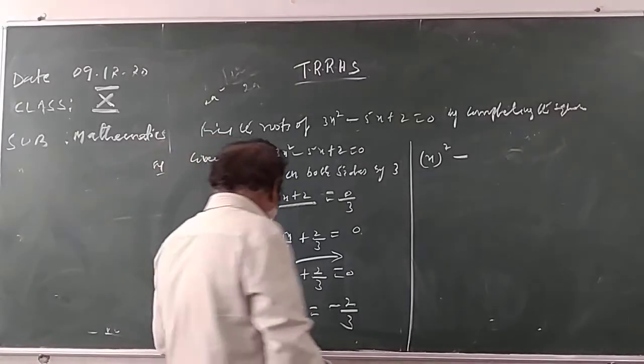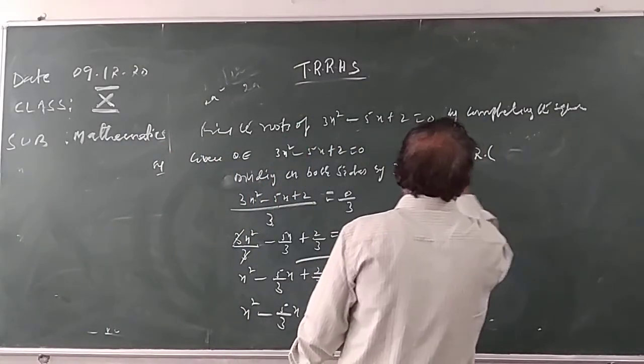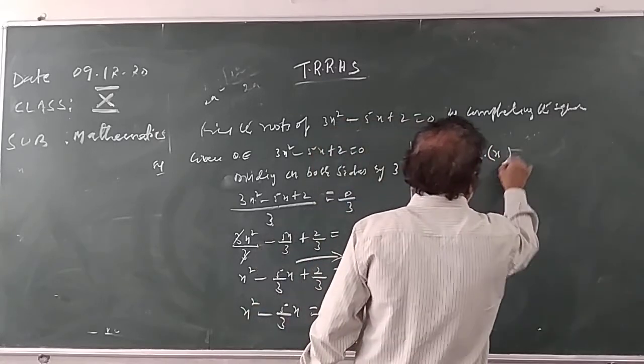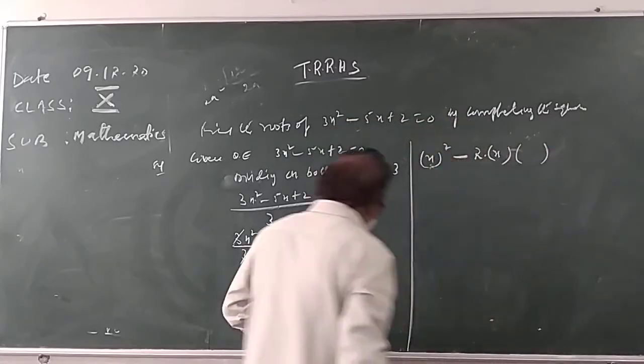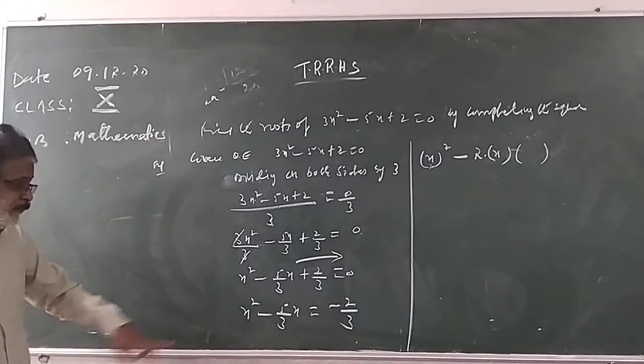x square can be written as x whole square minus 2ab. 2 into a value, how much here? a is x. We don't know b. To get the b value, b value is always half of the x coefficient.